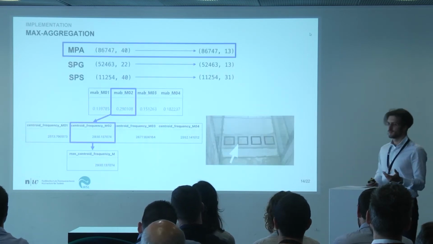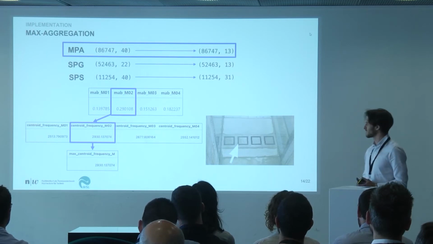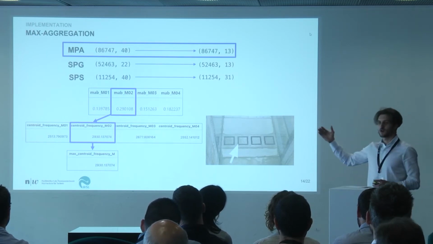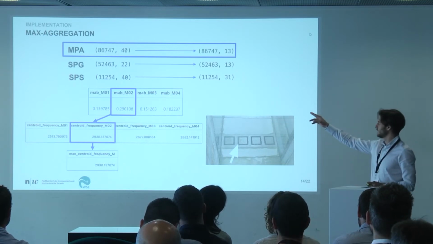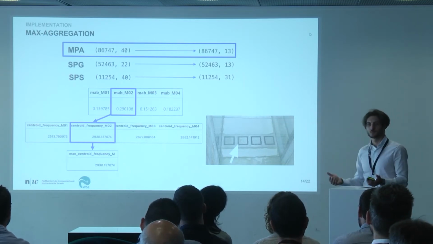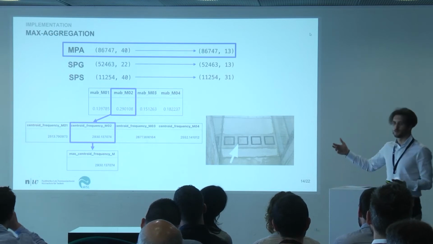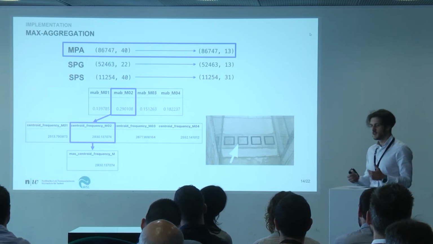So as I mentioned before, let's have a closer look now at the max aggregation. Therefore, we focus only on one measuring system, the MPA. And here we can see the number of features is 30, and we're able to reduce it to only 13 features. So how did we do this?